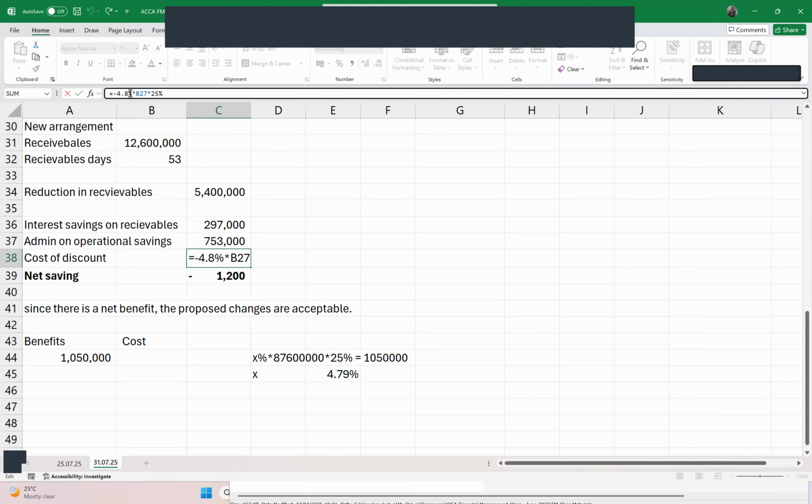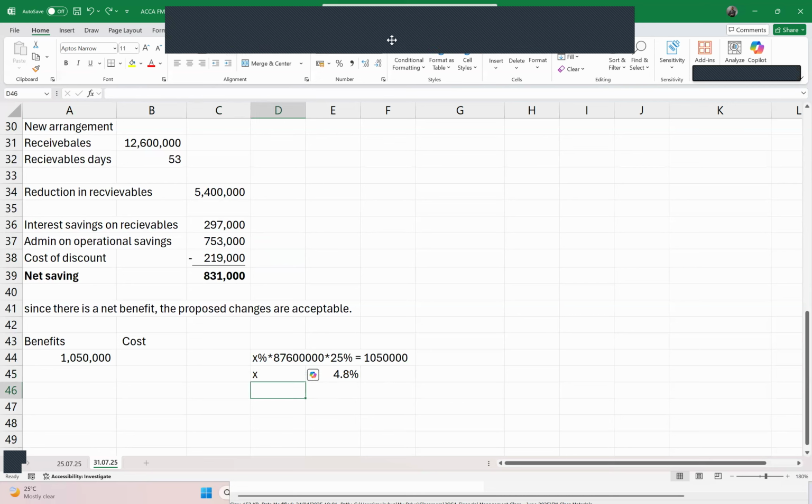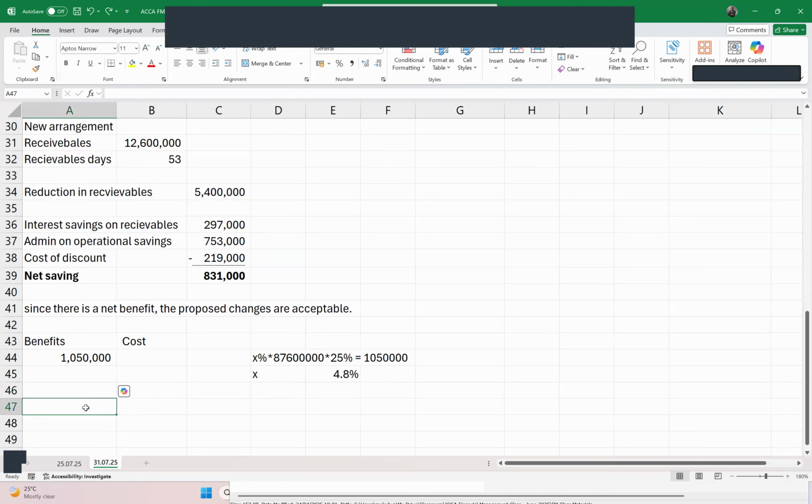But if I wanted to have it as a perfect answer, I'll just reference it here. And you see that gives me a 0. So that means that I can't go beyond 4.79% if I'm giving settlement discounts. Is that clear? Yes, it is. Okay.